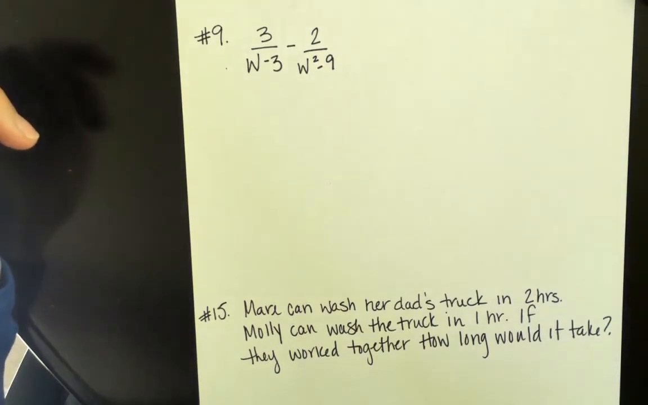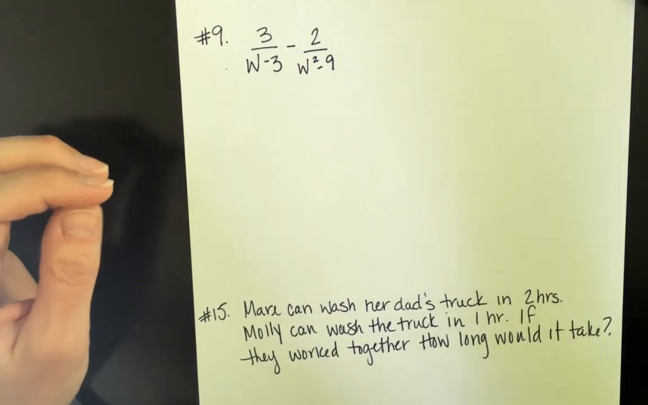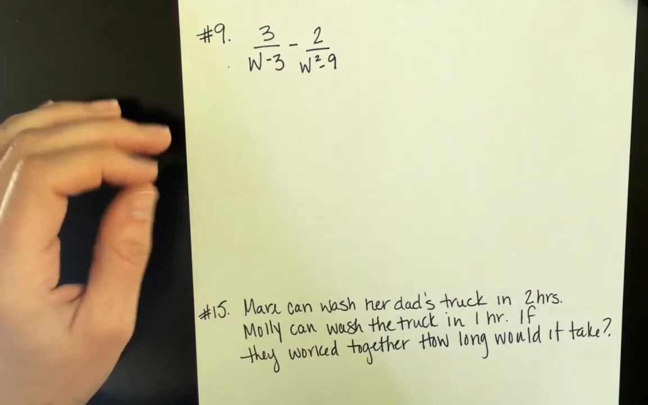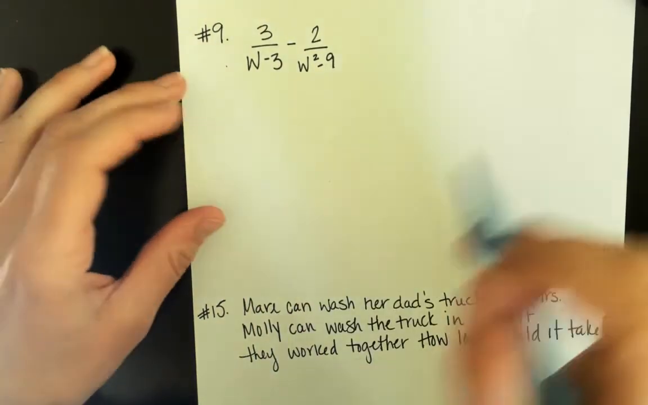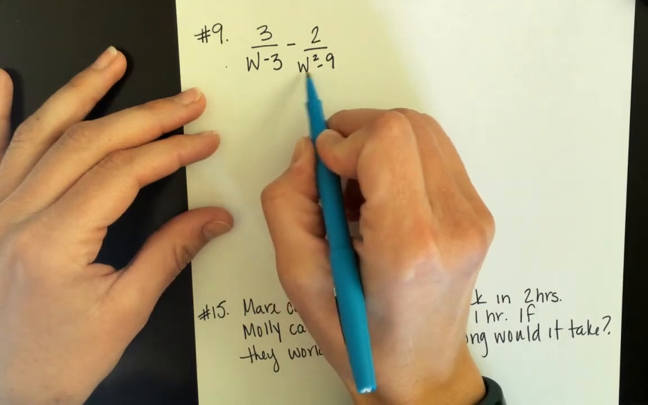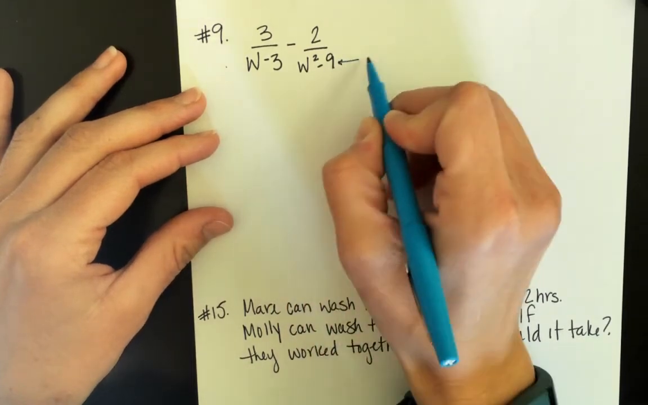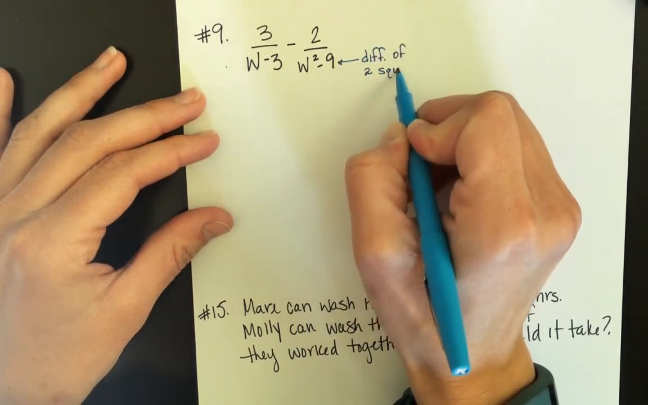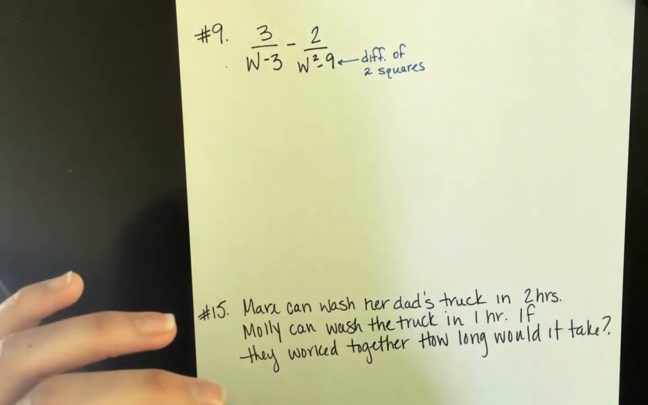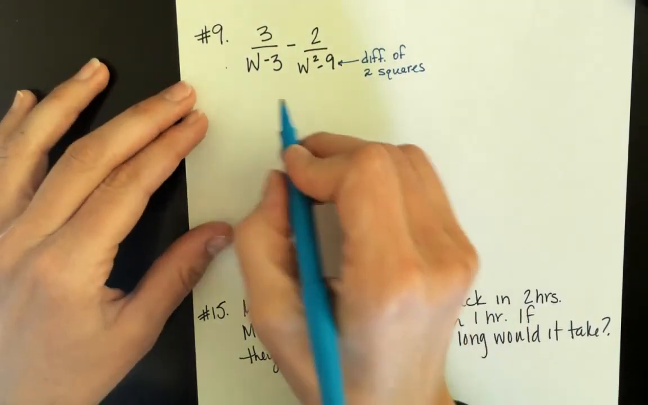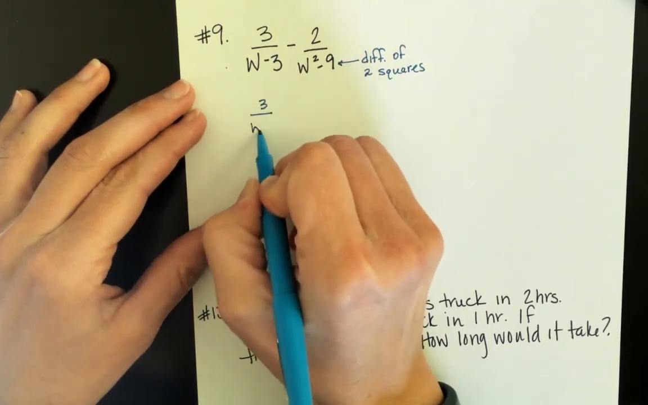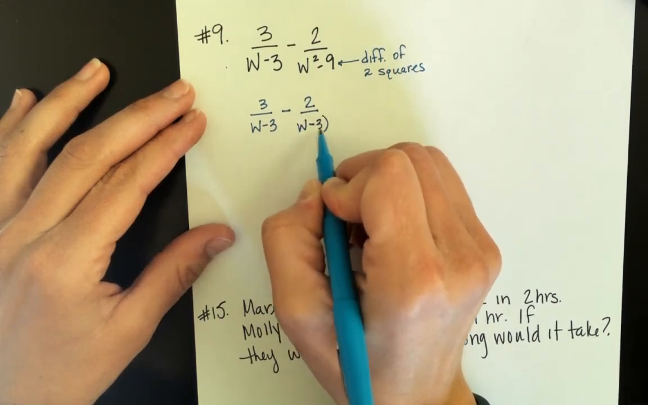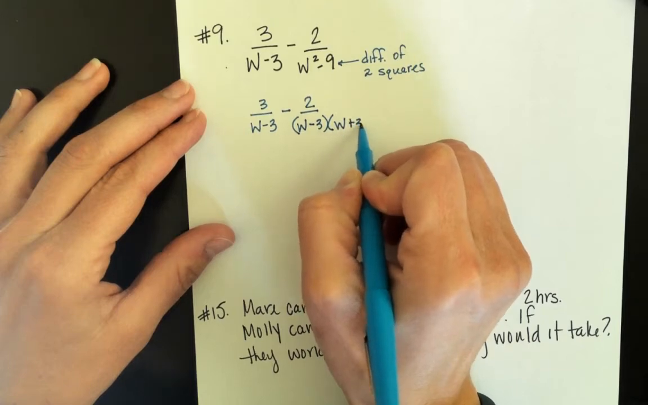All right, so I am going to start with number 9. And because we're just going to simplify this, I just need to figure out what my common denominator is. So the first thing I'm going to do is factor this. This is the difference of 2 squares. So this is going to factor into 3 over w minus 3 minus 2 over w minus 3 and w plus 3.